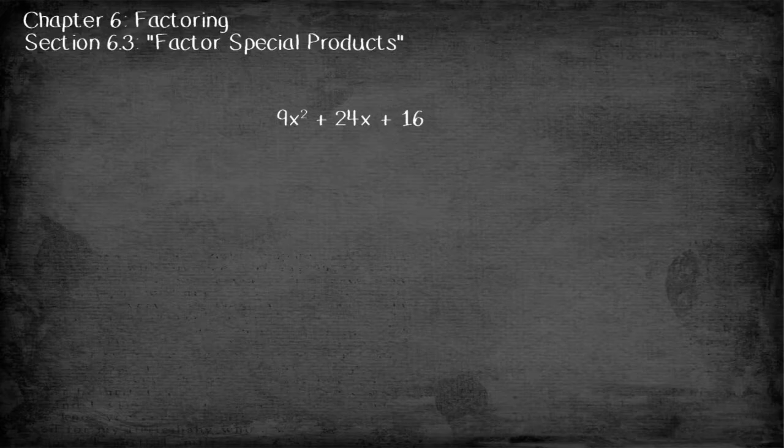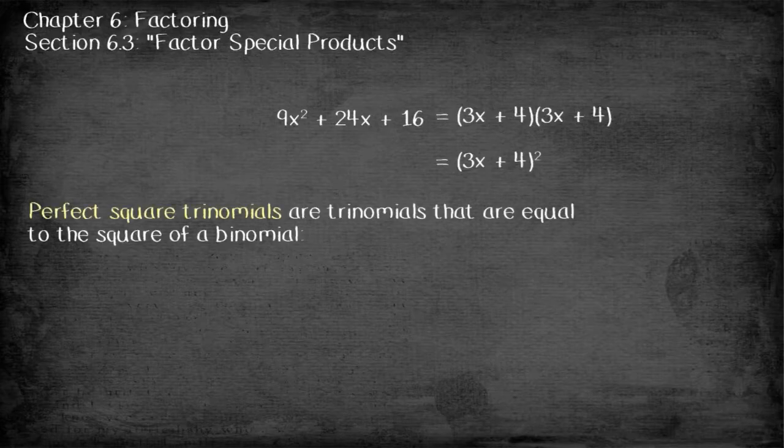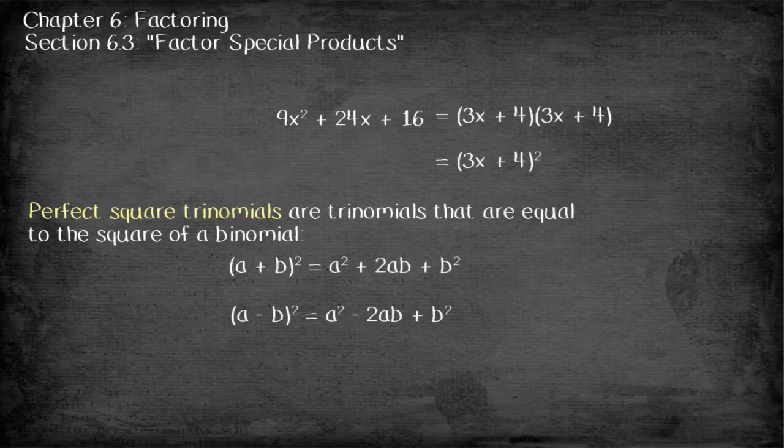It certainly looks like your run-of-the-mill everyday polynomial, but this actually does have a special form because it factors as (3x plus 4) times (3x plus 4). Or in other words, it factors as a square of a binomial. And this is an example of what we call a perfect square trinomial. They are equal to the squares of binomials. And so if you get really good at recognizing these formats, you can very quickly factor things like this.